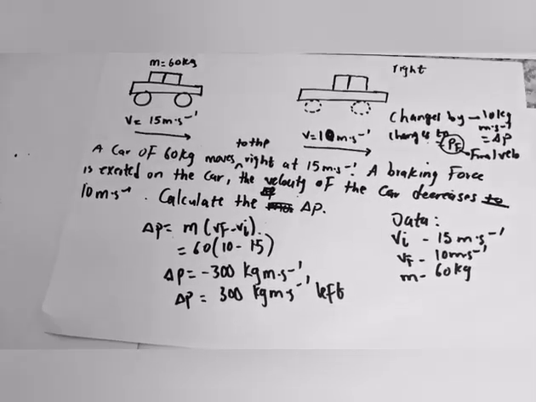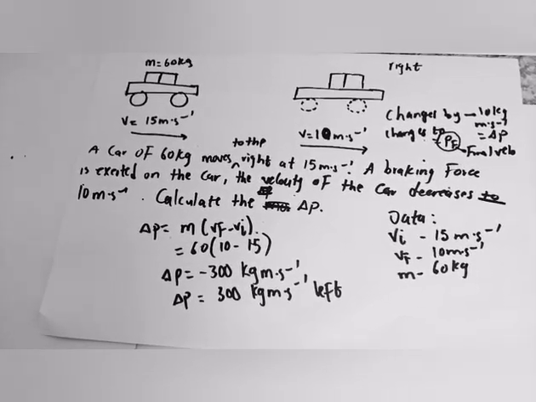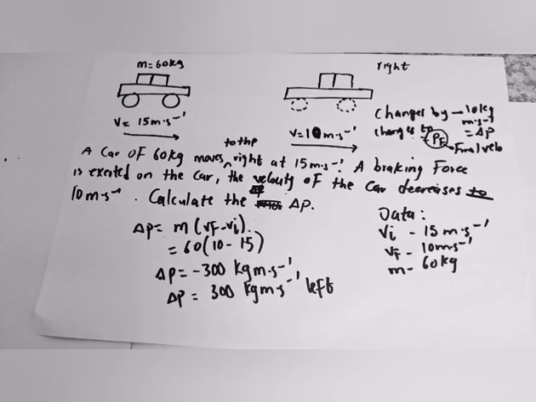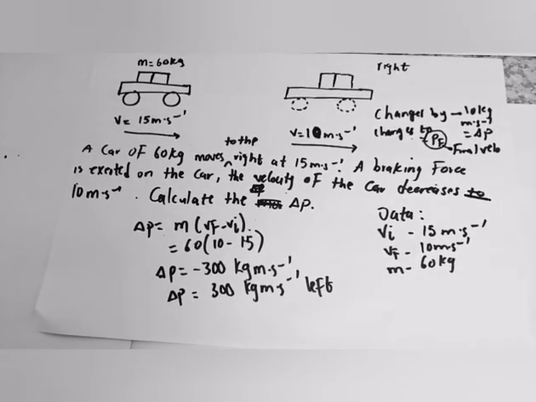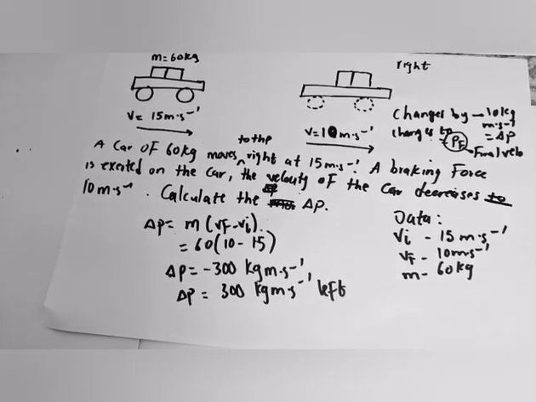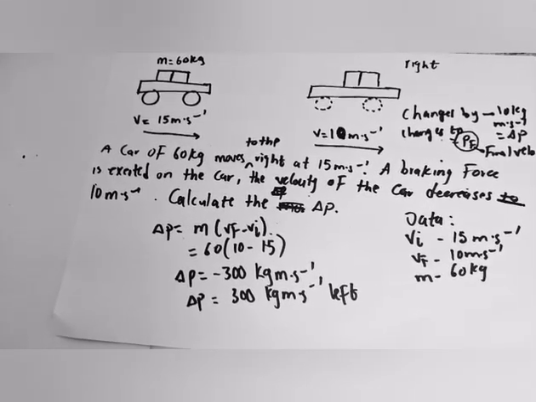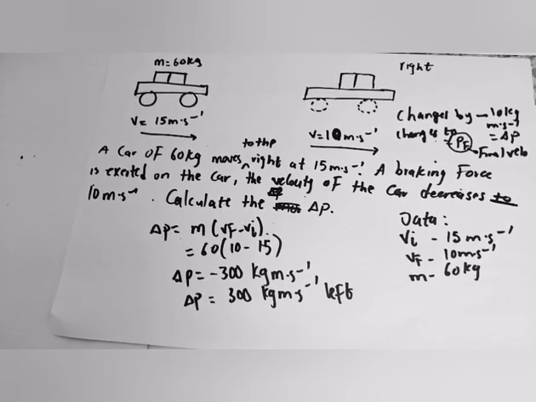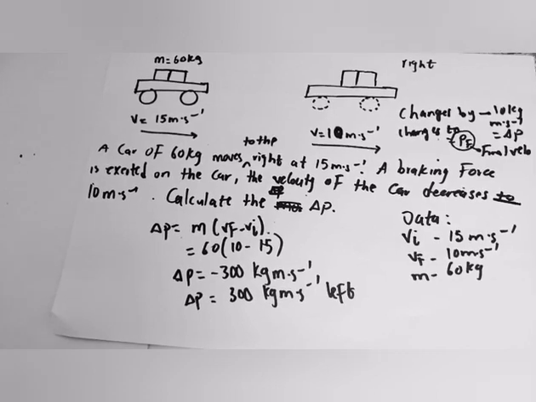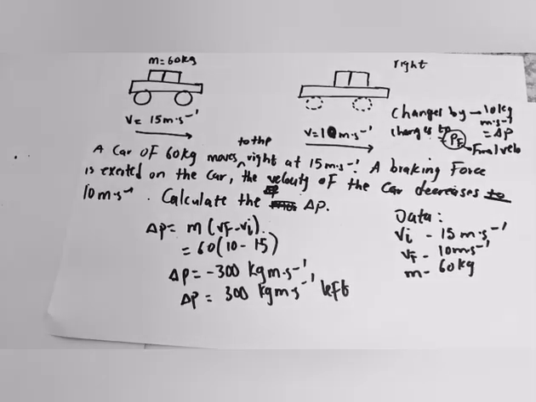The most important thing: collect your data. Make sure you understand what's written in the statement. Once you understand your statement, collect your data, then substitute using correct SI units, and do not forget to consider the direction, because momentum is a vector. For a vector, you must see the direction and the magnitude, or size, of an object. So the size is 60 kg and the direction is to the right, at 15 meters per second. I hope you understand this.